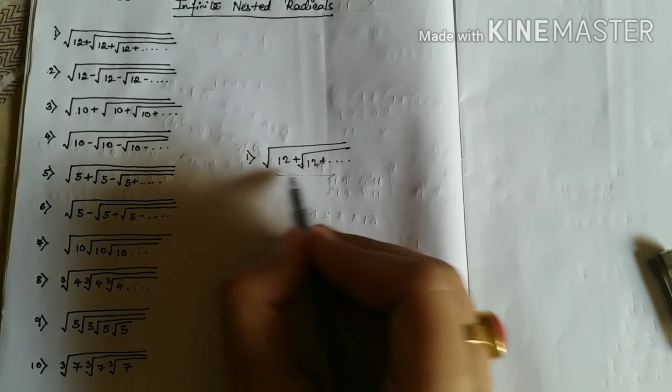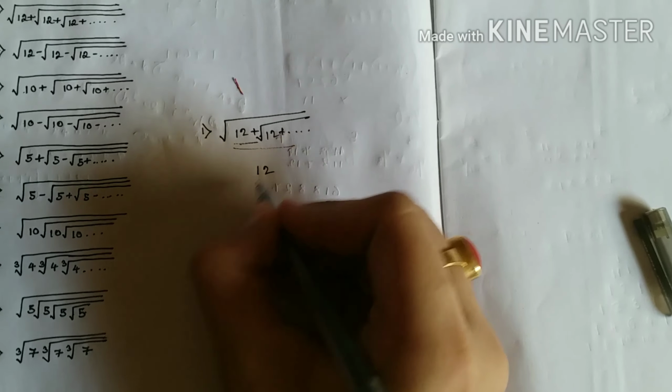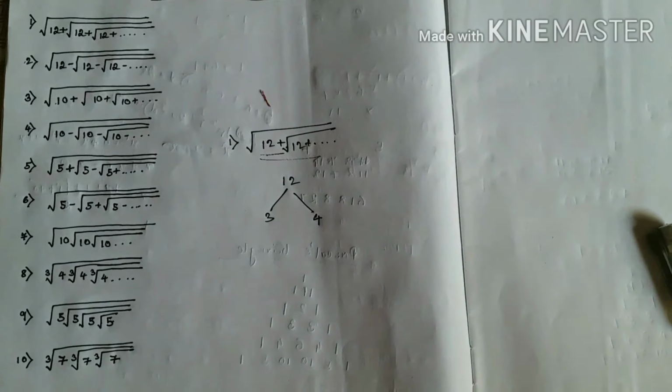Root 12 plus root 12 plus, it goes till infinity. So now, first I will let you know the trick. The trick is, in these types of questions, try to break this number into two factors which have a difference of 1. How can we break 12 into such two factors? We can break 12 into 3 and 4, which have a difference of 1.